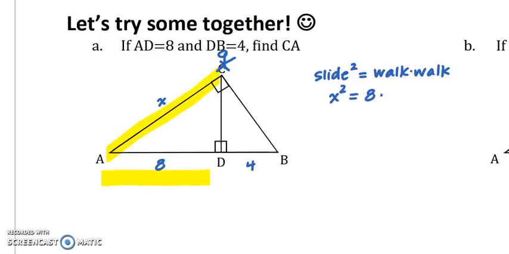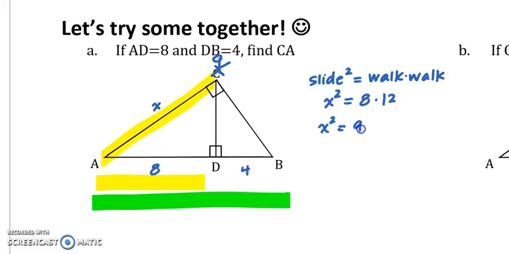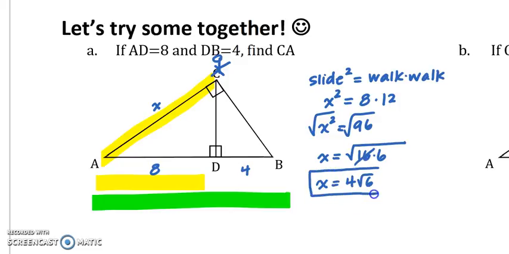Walk times his second option to walk is the full length, which is 12. All right, so we get x squared equals 8 times 12, which is 96. I'll go ahead and square root both sides. We get a plus or minus, but we only care about the positive side length. The largest perfect square that goes into 96 is 16. Square root of 16 is 4, so we get that missing side length to be 4 root 6.